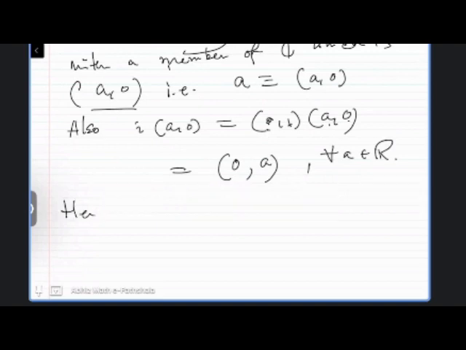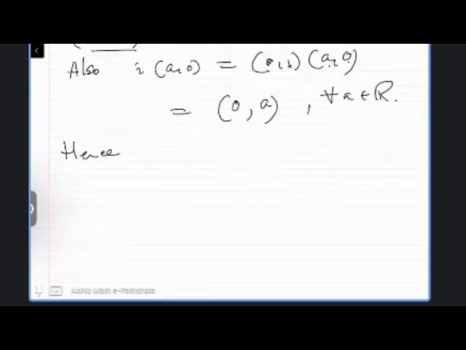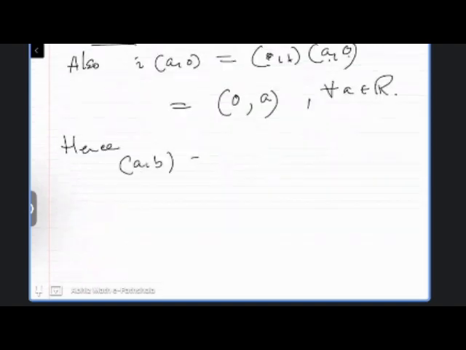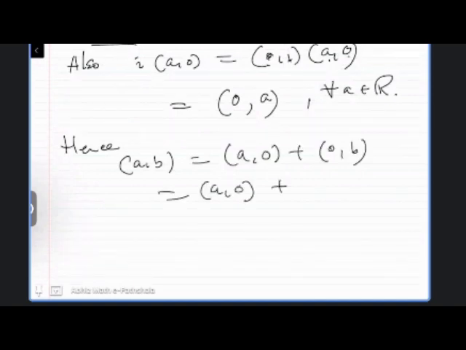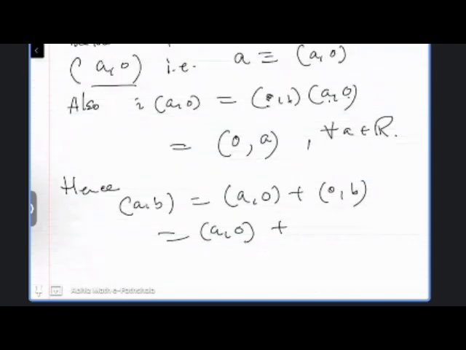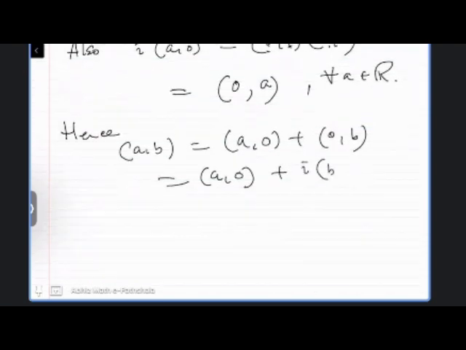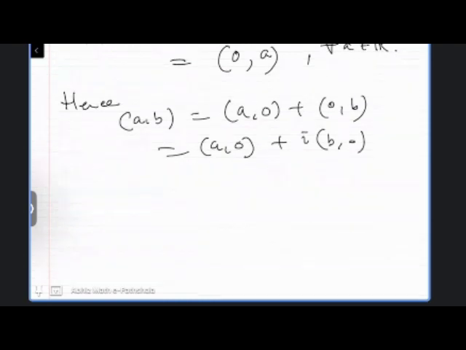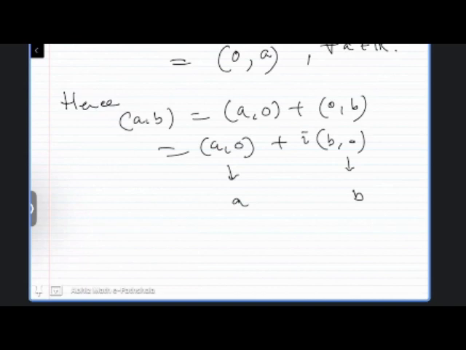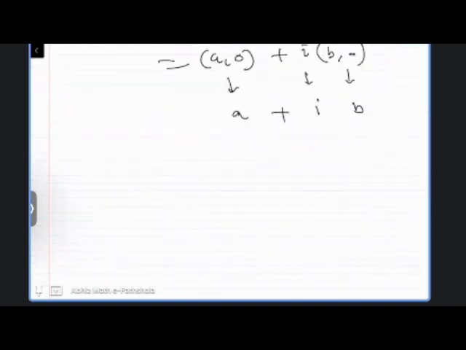So hence, what we have done, any (A, B) can be written as (A, 0) plus (0, B). Here (0, B) can be written as I times (B, 0). Look at this case: this is identified with A, this has been identified with B, and this is your I. That means any member of C can be represented in terms of A plus IB. So what we have done, we are taking the direct sum.